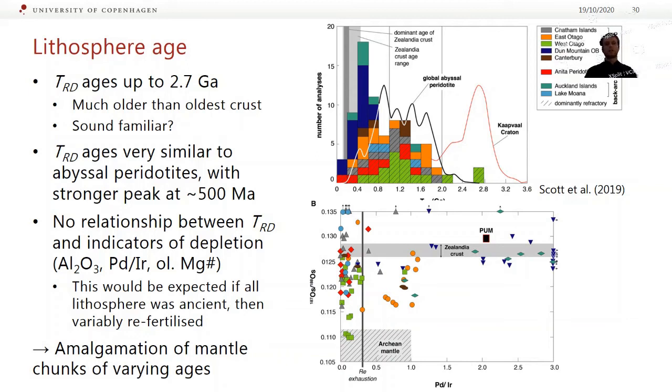It has a bit of a stronger peak at around 500 million years old, and we might expect this from the fact that this is when the crust started to form in Zealandia. There's absolutely no relationship between these TRD ages and various indicators of depletion. So on the bottom right plot here, you can see just the 187 over 188 osmium ratios, which of course is sort of equivalent to the TRD ages.